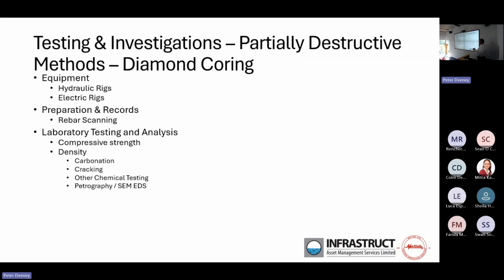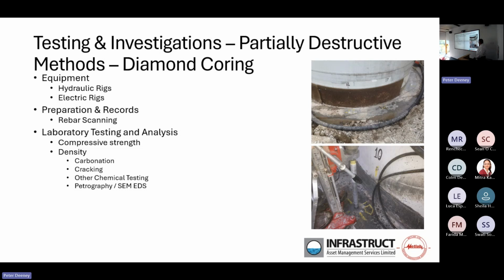So that's the end of the NDT methods. From that, we have a really good idea where we want to do partially destructive testing. And partially destructive inevitably ends up as diamond coring. There's lots of different rigs. This is one we were drilling through just beside Cannes, extremely heavily reinforced. We did our best not to cut reinforcement. And look, we did nick an odd bar here and there, but the hydraulic rig is much better.